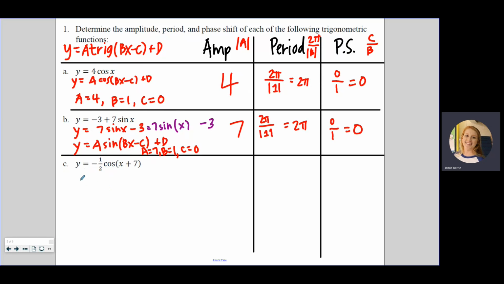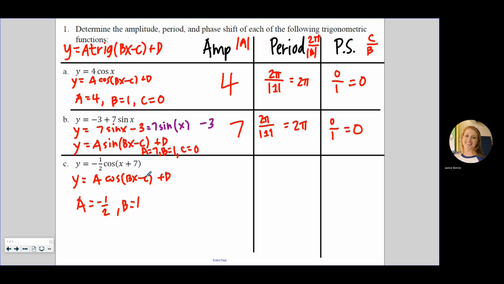And then our last one, y equals -1/2 cosine of x plus 7, so that would be a times cosine of bx minus c plus d. So a in this case is -1/2. b, the coefficient on x, is 1. And then we've got to do a little bit of adjusting here. We're supposed to have a minus for our formula here, so we need to change this plus to a double negative, and that'll help us identify what c is. So you can see here, b matched with the coefficient on x, that was 1.